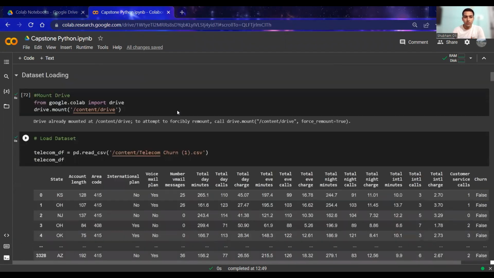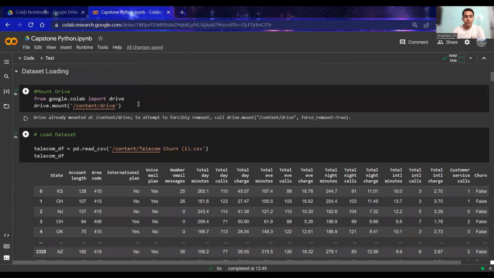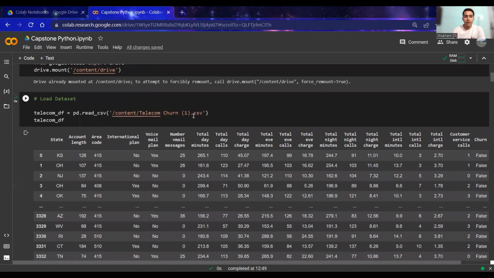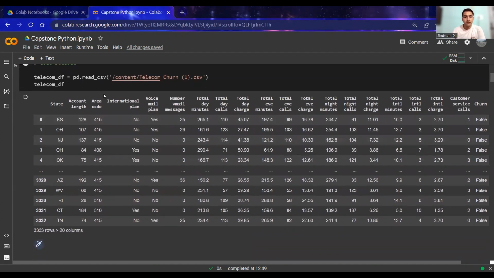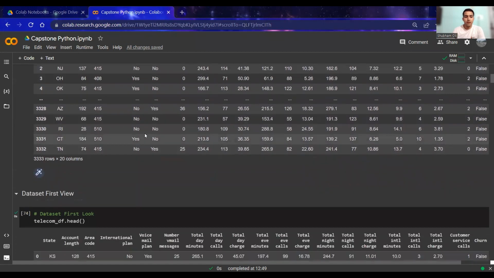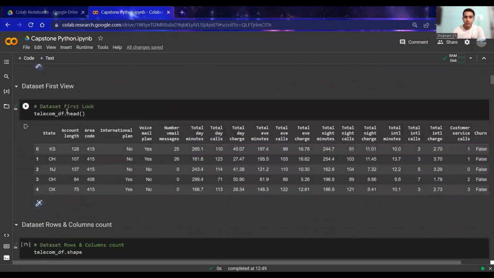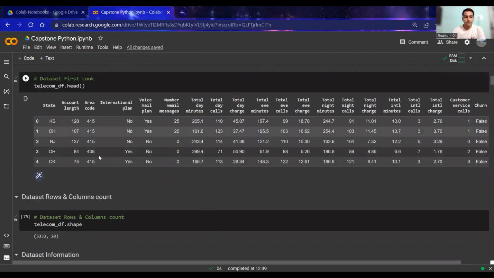Now we have to load the dataset. For that, we have to mount the drive. After that, we have the .csv file and we load that dataset. This is our dataset, and we have to view it. By the .head method, we are able to see the top rows of our dataset. So these are the top 5 rows.